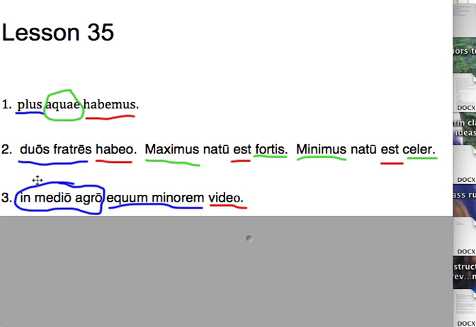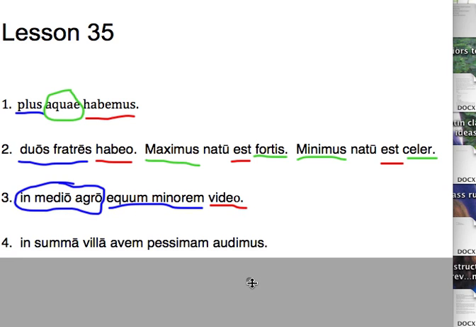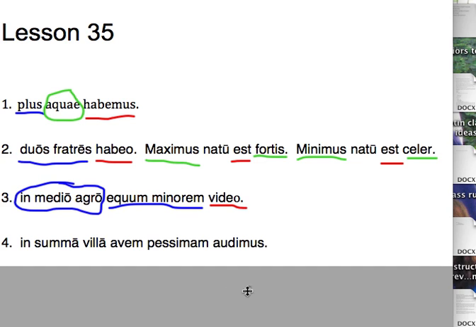Medius means middle. So this means in the middle field. Okay, so does that mean that there are 3 fields, for example, and I see a horse in the middle one? No, most likely not. What the Romans are really saying here when they say in the middle field is in the middle of the field. So this is how they say in the middle of something. So I see a smaller horse in the middle of the field. Okay, similar to that, we have in this next line the prepositional phrase in summa villa.